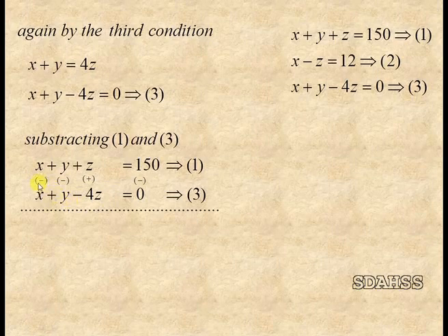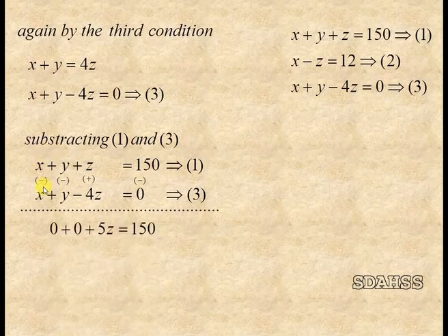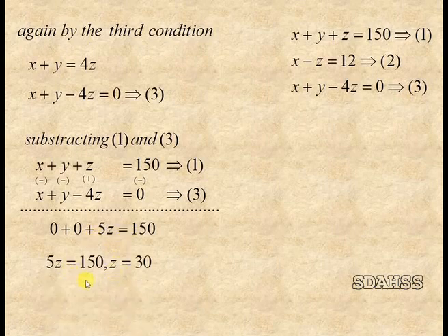Change the signs. Minus, minus, plus, minus. Plus x minus x cancel. Plus y minus y cancel. z plus 4z is equal to 5z. 5z is equal to 150 minus 0, 150. So now we got 5z is equal to 150. Cancel both sides by 5. So you have z is equal to 30.